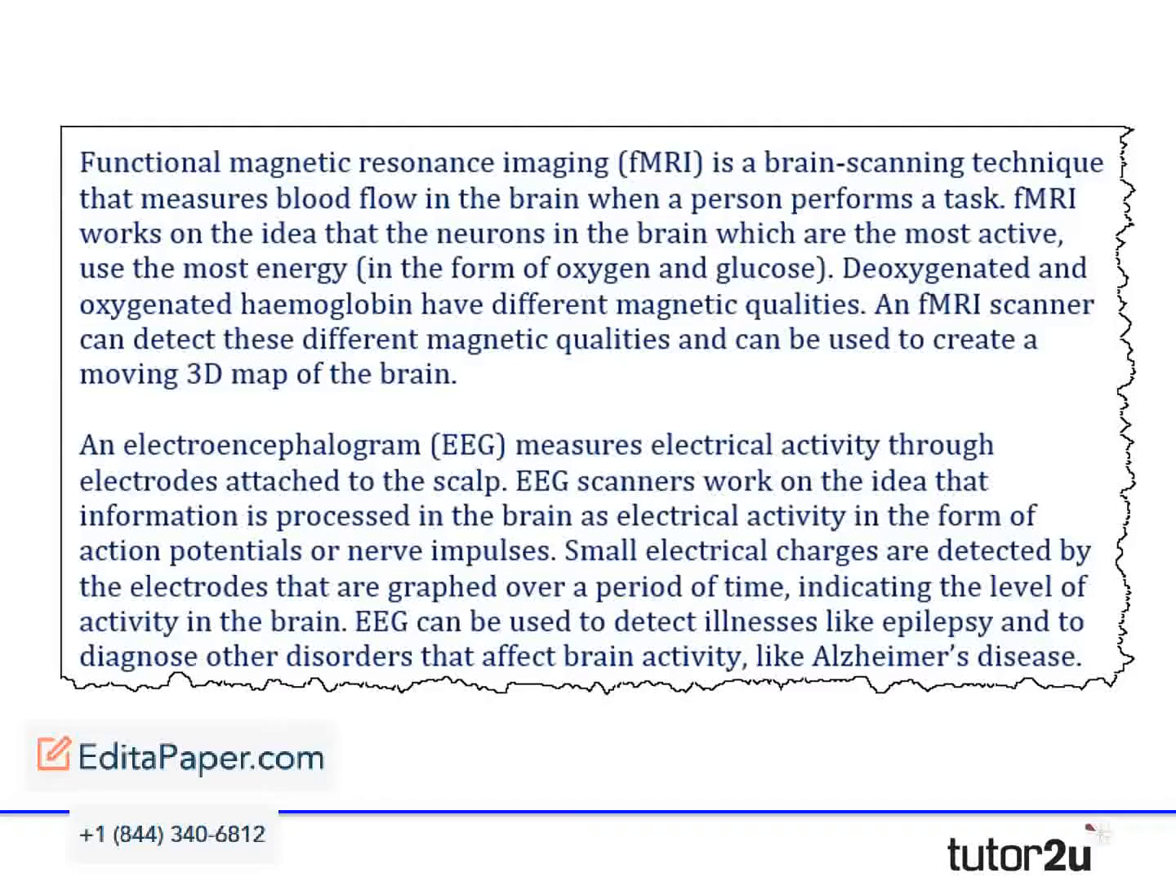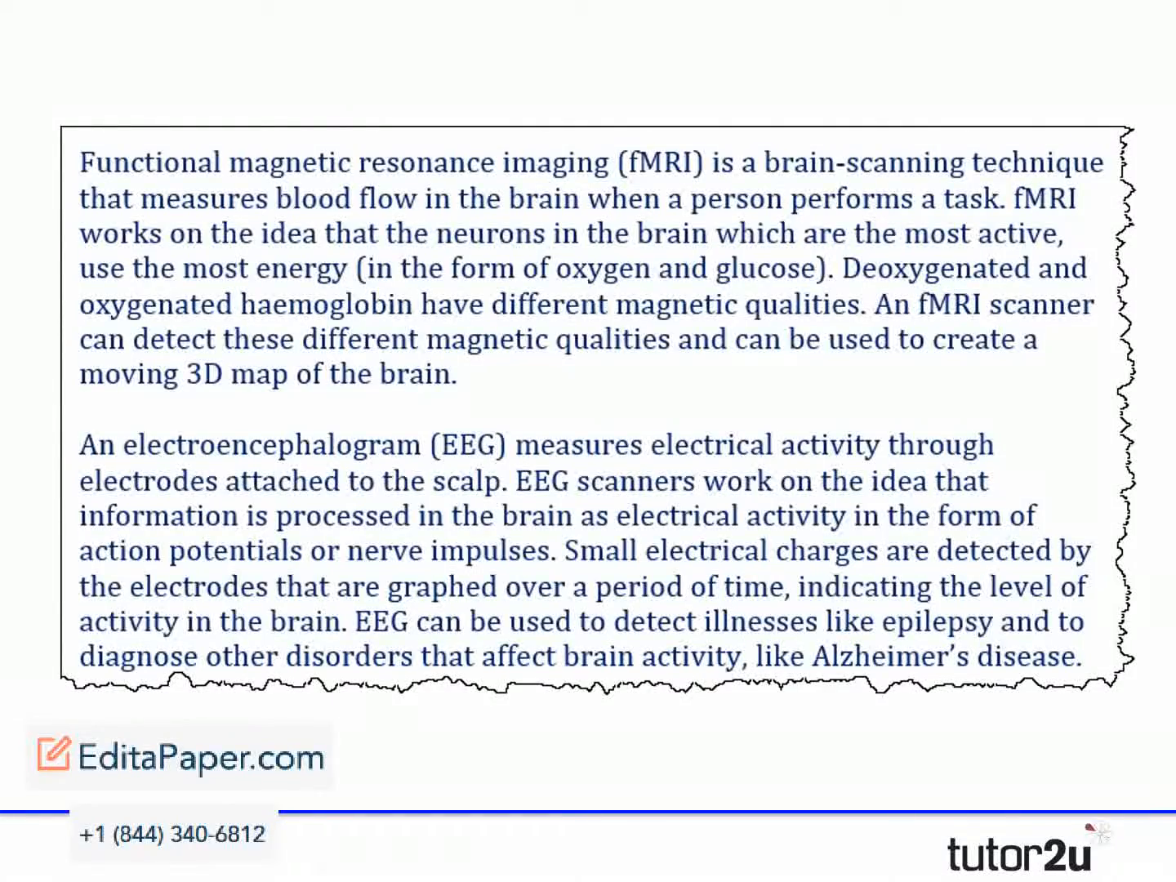The answer then goes on to say an EEG, so an electroencephalogram, measures electrical activity through electrodes attached to the scalp. EEG scanners work on the idea that information is processed in the brain as electrical activity in the form of action potential or nerve impulses. Small electrical charges are detected by the electrodes that are graphed over a period of time, indicating the level of activity in the brain. EEG can be used to detect illnesses like epilepsy and to diagnose other disorders that affect the brain, like Alzheimer's disease.